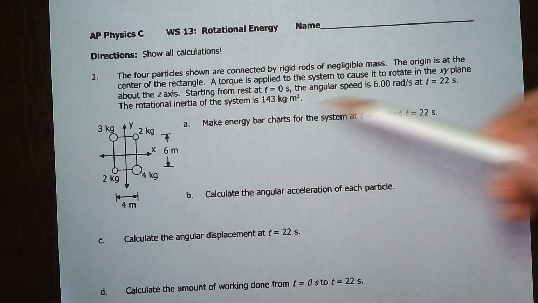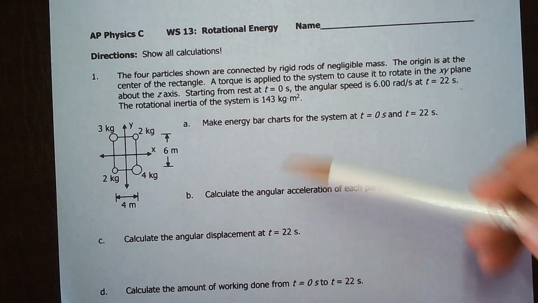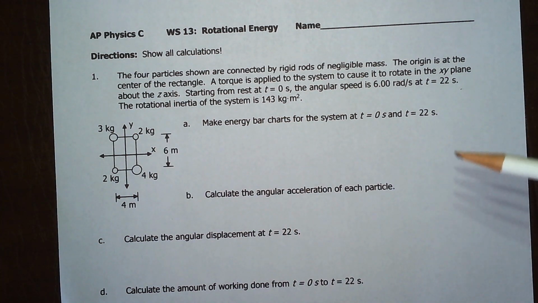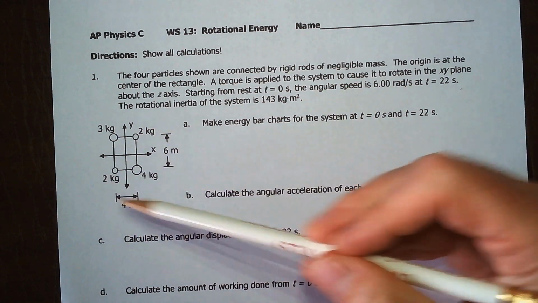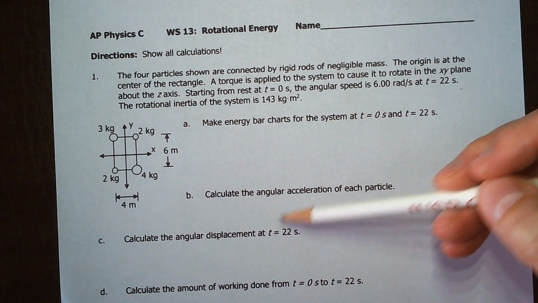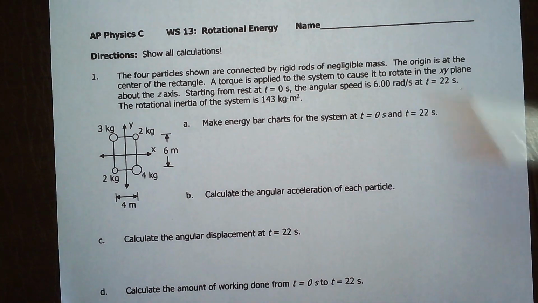It tells you this thing is speeding up because there's torque on it, so you can draw energy bar charts for this. At time 0, there's no energy in the system, it's not moving. And then at 22 seconds, it is moving, it has rotational kinetic energy. So that means there must be energy flowing into it, there must be work done to it, and the torque is doing work to it. Okay.